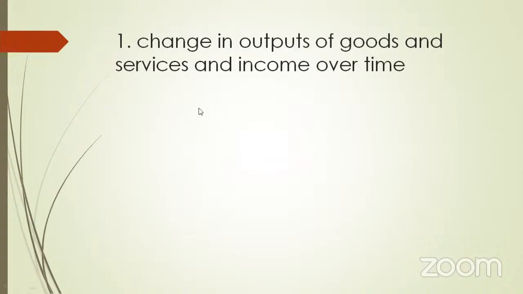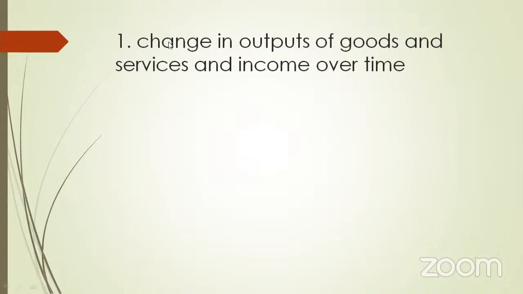Before we start, there is a quick pop quiz. All you need to do is answer me in the chat, or come on the mic. This is based on the first unit of this economic theories course, MDI 007. Change in output of goods and services and income over time is called what? So who can answer this?